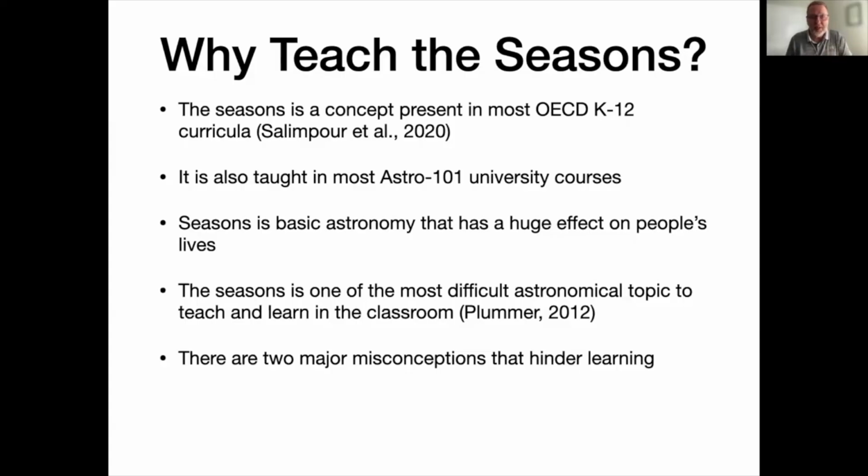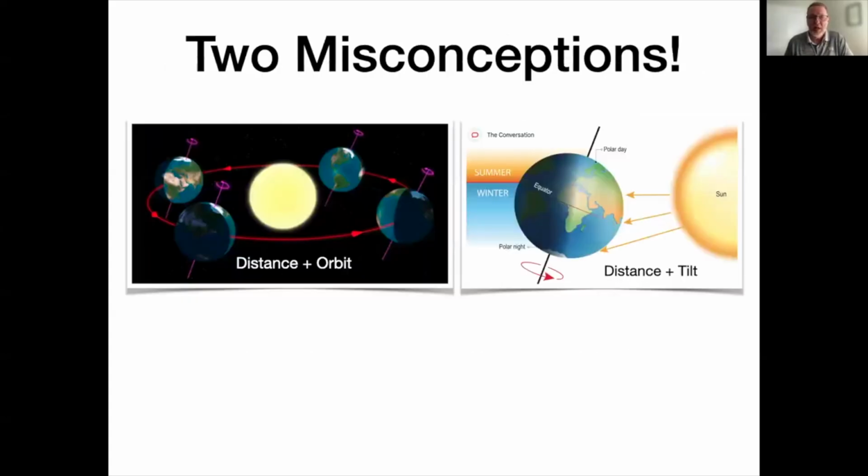Seasons is also a basic astronomy concept that has a huge effect on people's lives. And so we would like to think that people are able to understand and explain why we have seasons, especially in the temperate regions of the globe. But we also know that season is one of the most difficult concepts in astronomy to teach and learn in the classroom. And that's mainly because there are two major misconceptions that are very deeply entrenched in people's way of explaining the seasons. And those misconceptions are what I call the distance plus orbit and the distance plus tilt.